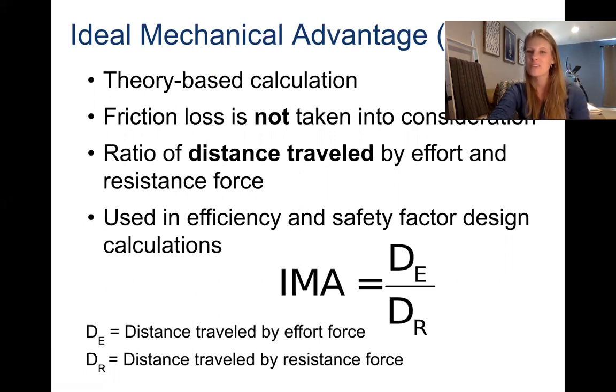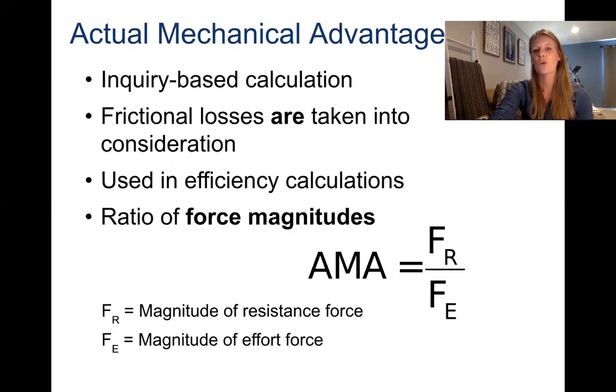So, I'm a deer. This is recognizing that for the ideal mechanical advantage, we're using the distance, and it's the distance of your effort over the distance of your resistance. And for your actual mechanical advantage, you're not taking distance, you're using forces. And again, that's the resistance force over the effort. It's the opposite of the other one. I'm a deer, AMA-free. Remember, those are my acronyms that I remember them from.